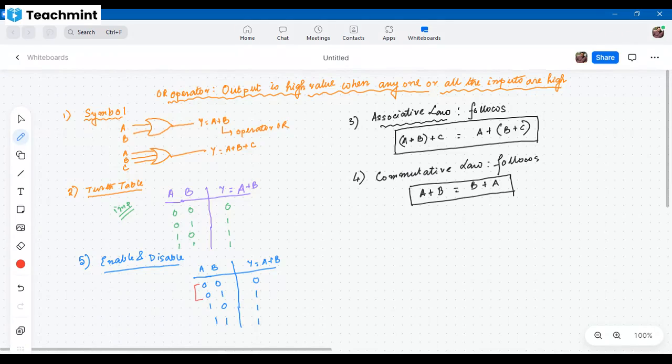So this is enable, and it is acting as a buffer. You can see this is here, and this is also here. Now the next grouping, what happens? Is there any change in the output? No, sir. No. So it is disable. Output equals 1. So we can write 0 is enable or buffer.